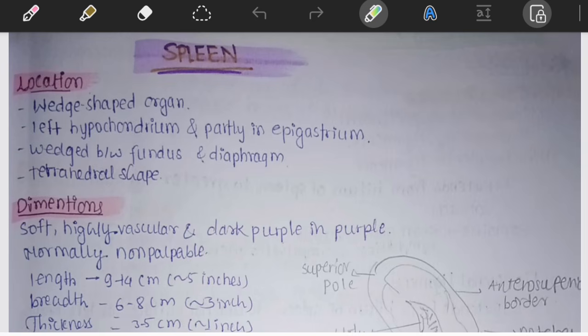So you should have answered my one MCQ: a patient with splenic injury develops pain at the tip of the left shoulder. Which nerve pathway is primarily responsible? That is the phrenic nerve. Because the irritation of the diaphragm activates the sensory fibers carried by the phrenic nerve, producing referred pain to the shoulder.